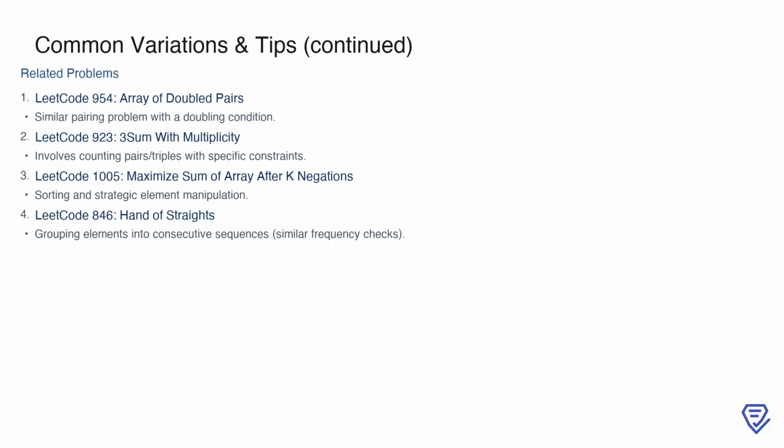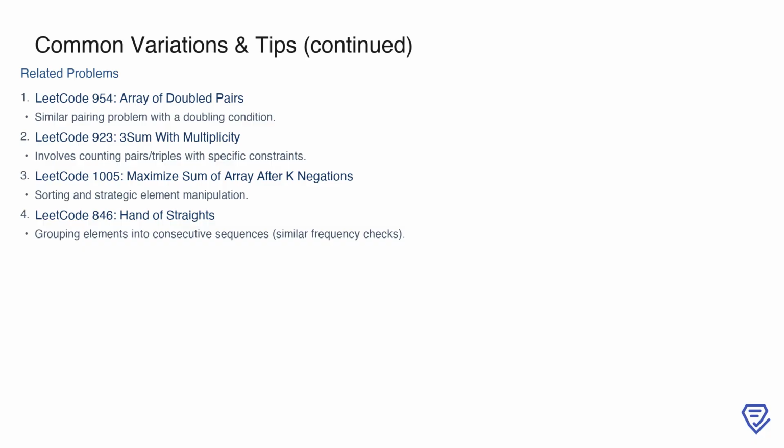For instance, LeetCode 954, array of doubled pairs, directly involves pairing elements based on a doubling condition, making it the core problem here. LeetCode 923, 3Sum with multiplicity, focuses on counting pairs or triples with specific constraints, which is another variation of pairing logic. LeetCode 1005, maximize sum of array after K negations, introduces sorting combined with strategic element manipulation, which is relevant for recognizing when sorting aids in problem solving.